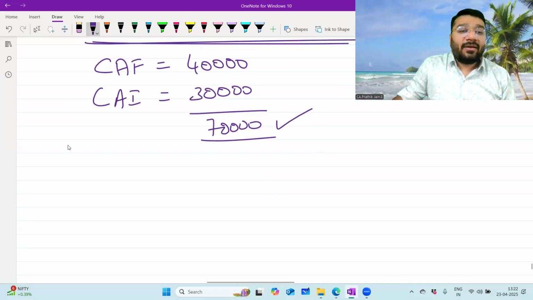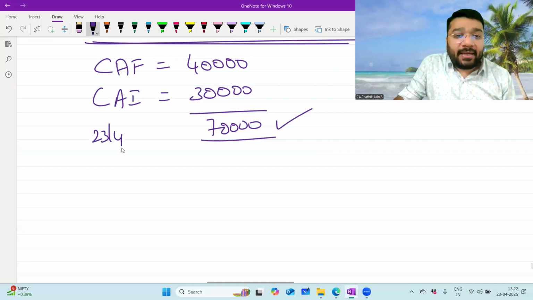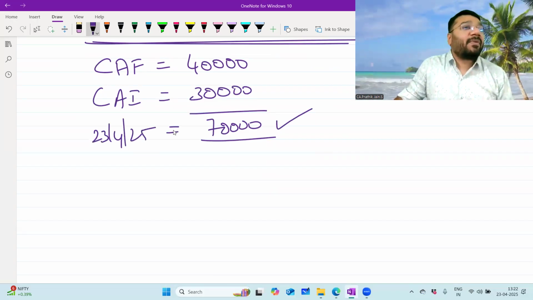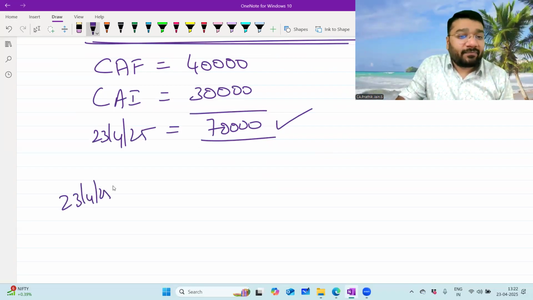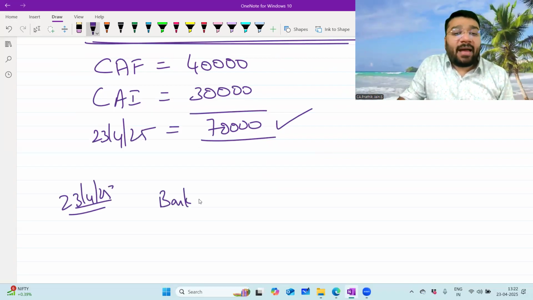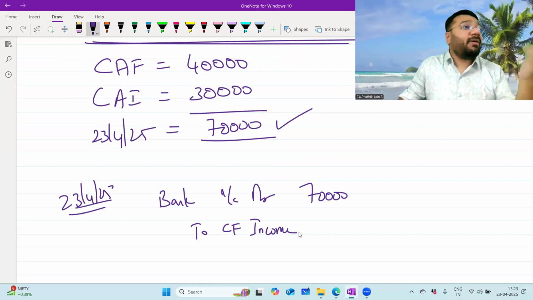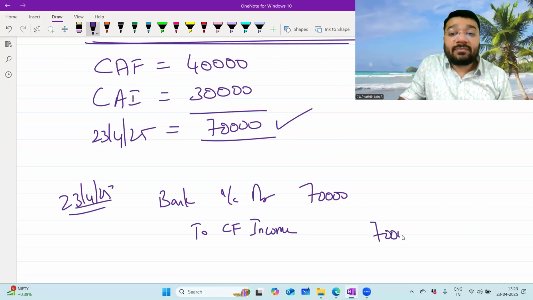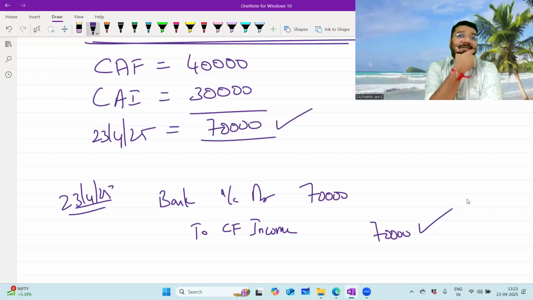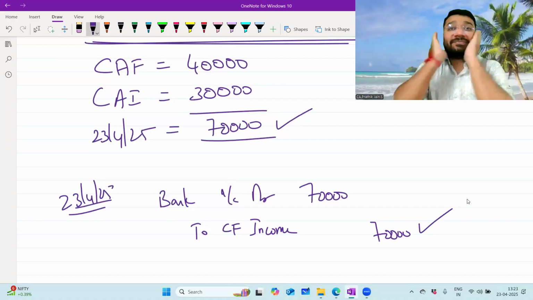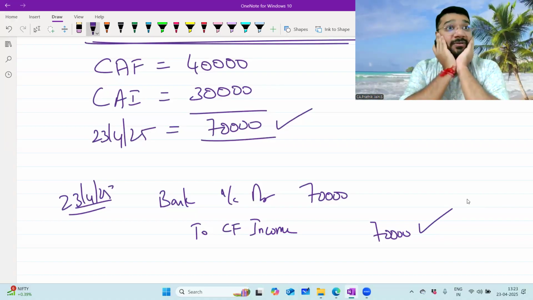Now, let's say you paid this money on 23 April 2025, which is today. Today, what entry will my accountant record? Sir, money received in bank. So bank account debit, 70,000, to coaching fee income, credit, all income and gain, 70,000. He has recorded this. Right or wrong? Wrong.